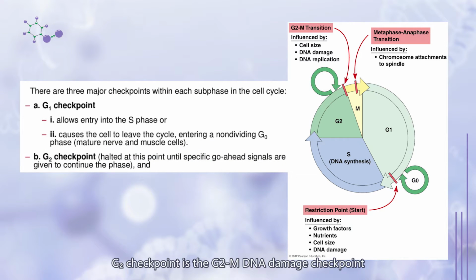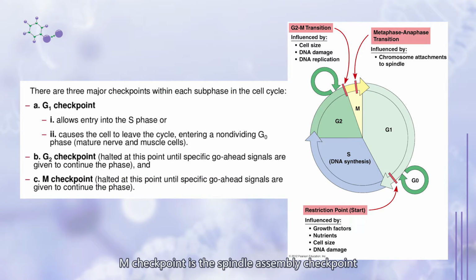The G2 checkpoint is the G2/M DNA damage checkpoint, which halts the cell cycle until specific go-ahead signals are given to continue the phase. It can be influenced by cell size, DNA damage, and DNA replication. So, it is used to check, is all DNA replicated? Is the environment favorable? The M checkpoint is a spindle assembly checkpoint which can be influenced by chromosome attachments to the spindle.